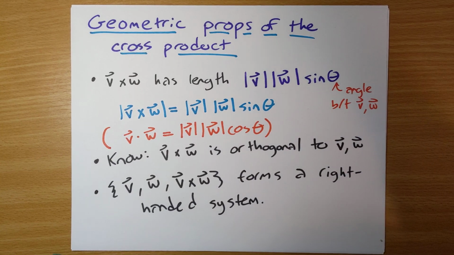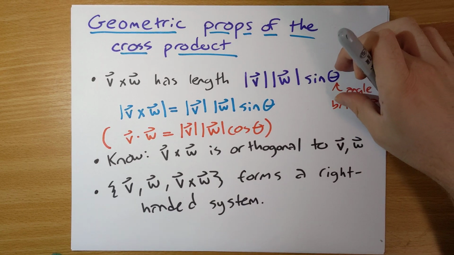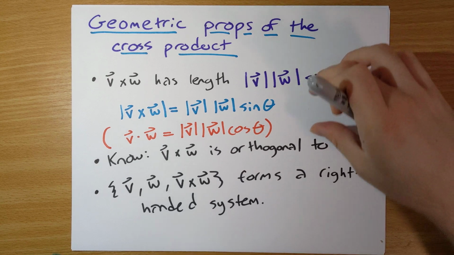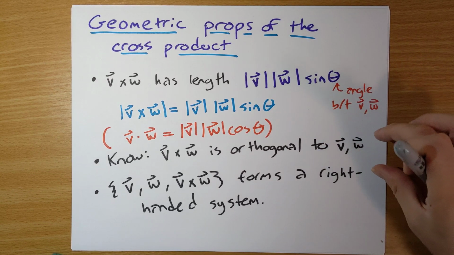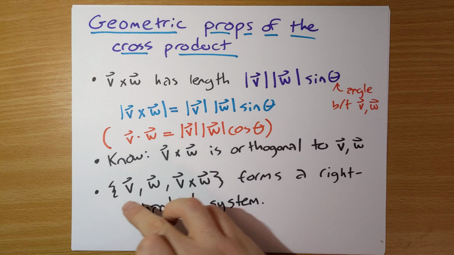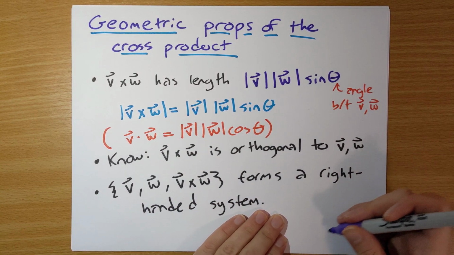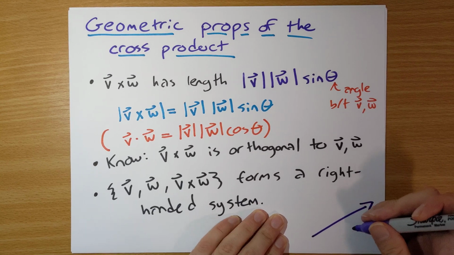This was the main point of the previous video, the geometric properties of the cross product. We have this formula here for the length of the cross product of V cross W. V cross W is orthogonal to V and W, and V, W, and V cross W form a right-handed system. I don't think I drew a picture of that, so let me do that right now.